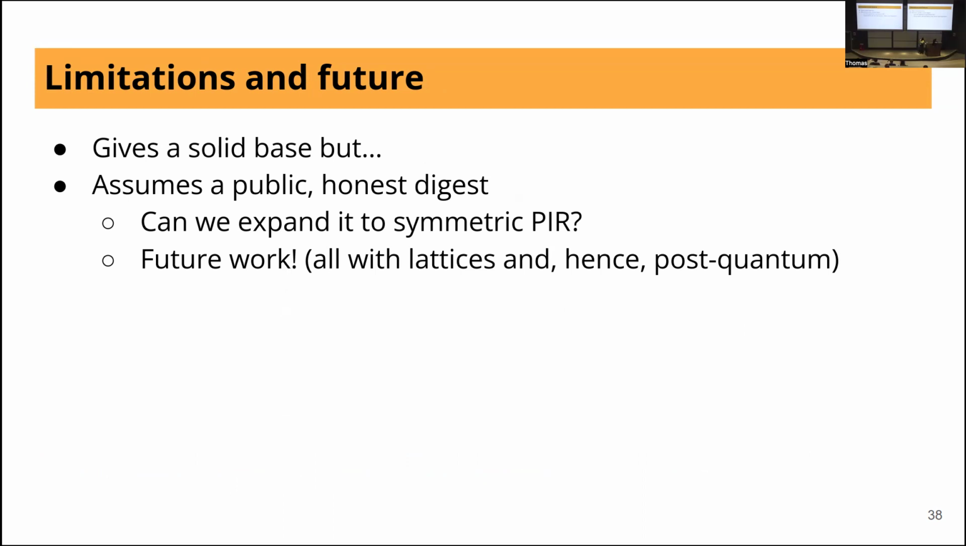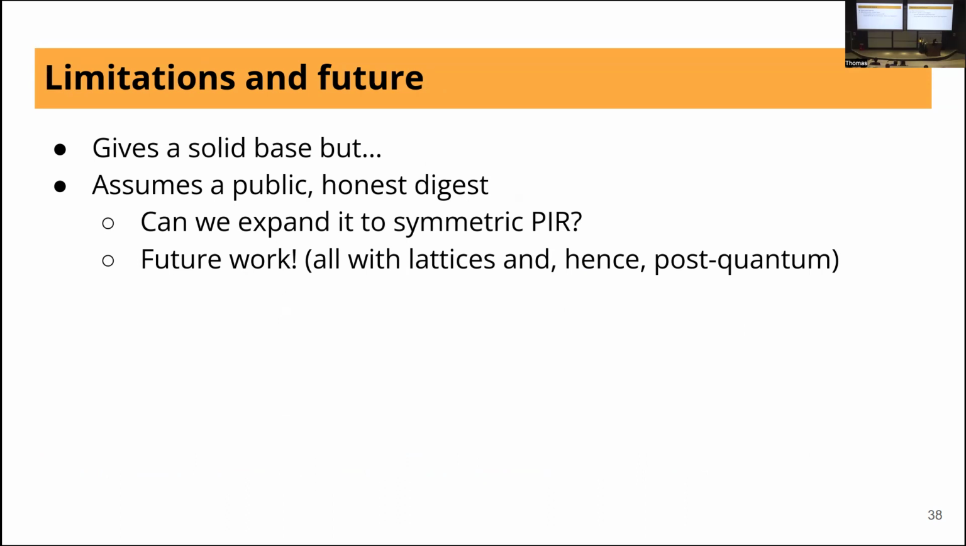So this gives a solid base, but then again, it assumes that there's a public and an honest digest of the database that the server is giving you. So in this case, the server can still cheat. It will not be able to cheat in the answer that it gives you back in relationship with the commitment, but maybe it can cheat with the commitment itself. So the future work that we're currently doing is actually expanding this so that the server is actually not able to cheat in this specific model.